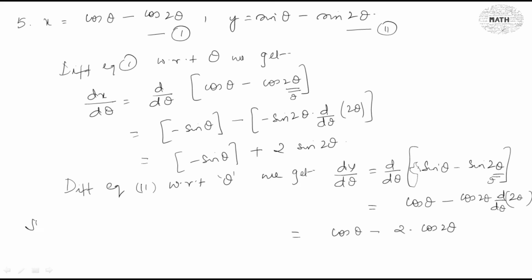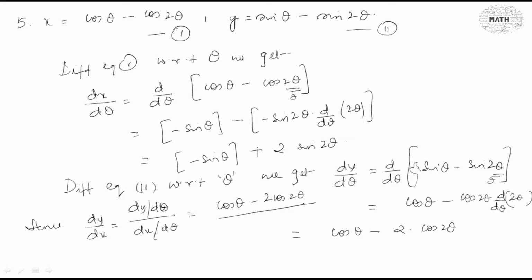So hence your dy by dx would be dy by d theta divided by dx by d theta, which would be nothing more than cos theta minus 2 cos 2 theta divided by 2 sine 2 theta minus sine theta, and that's your answer. You can pause the video and then check once again. I hope you are clear till there.